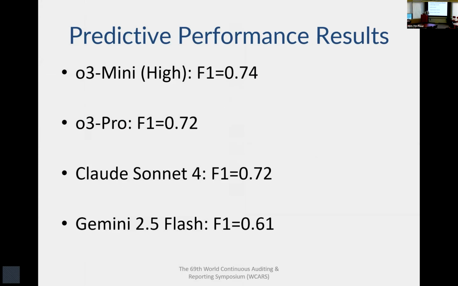So here are the results. And the predictive results are ranked by F1 score. So O3 Mini came out on top with 0.74, O3 Pro and Claude Sonnet 4 were tied at 0.72. And then last we have Gemini 2.5 Flash. So O3 Mini High emerged the strongest predictor.